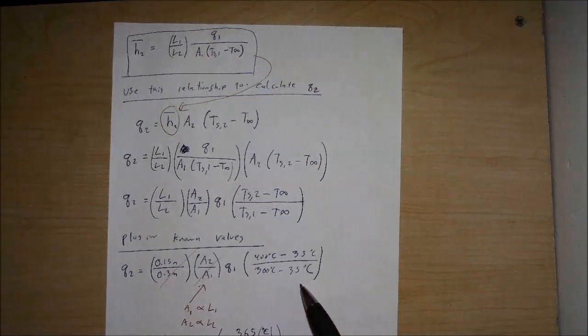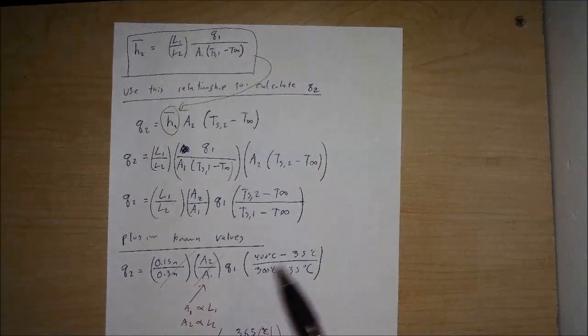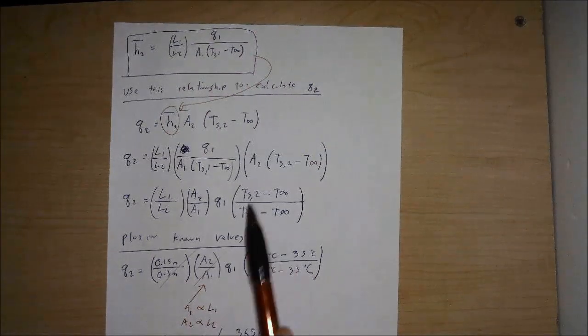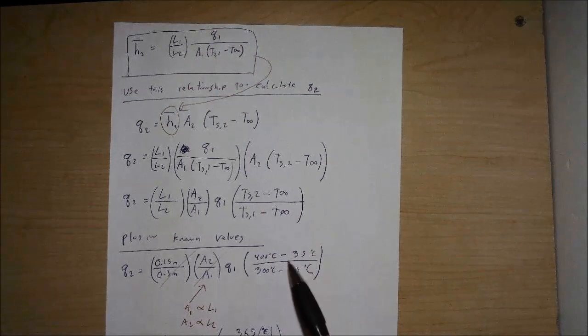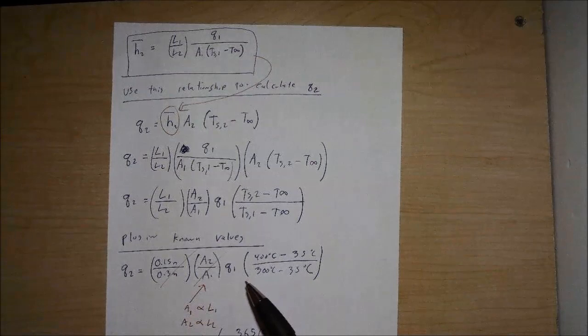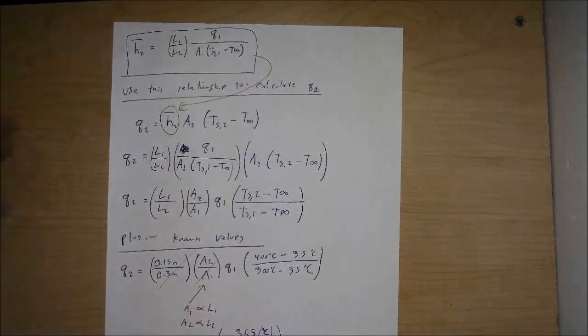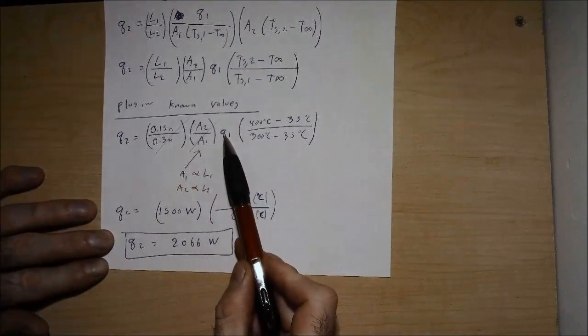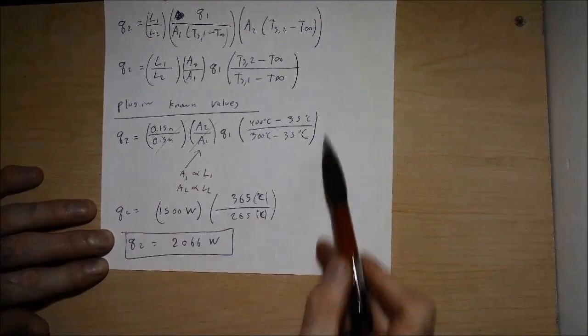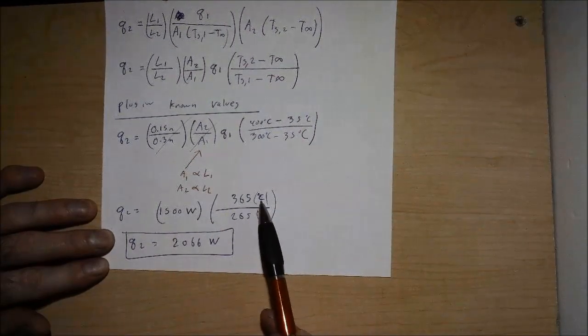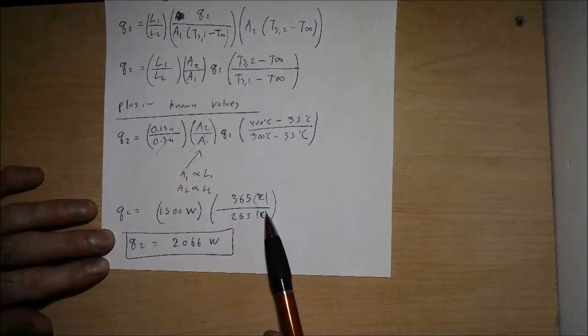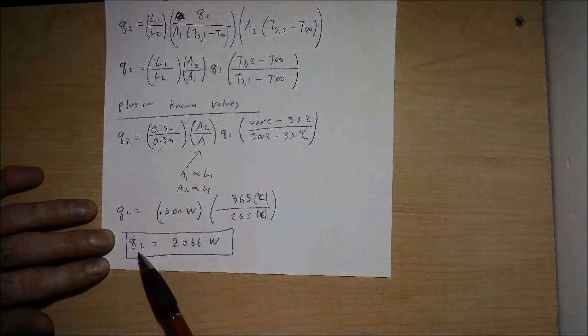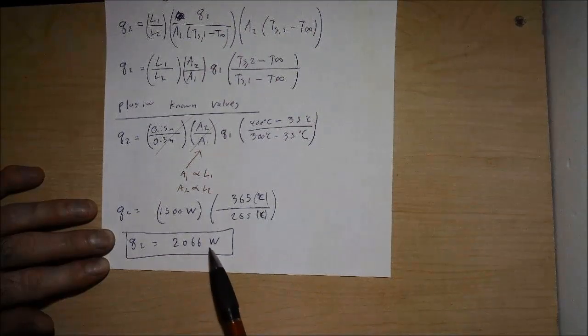So we're just left with the right-hand side of the equation, which is our Q1 times our temperature difference, where TS2 is 400 degrees Celsius. Our T infinity is 35 degrees Celsius for both cases. And our TS1, our surface temperature for case 1, is 300 degrees Celsius. So now I can plug in for my Q1 value, which was given as 1,500 watts. So Q2 is equal to 1,500 watts times 365 degrees Celsius over 265 degrees Celsius. Plug those in, run this through our calculator. Q2 equals 2,066 watts.